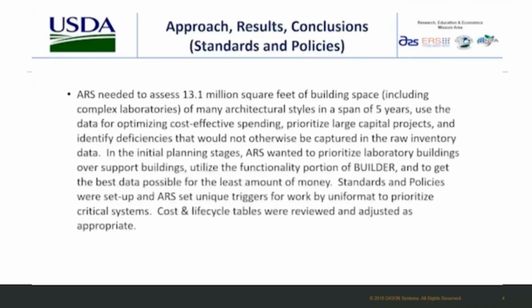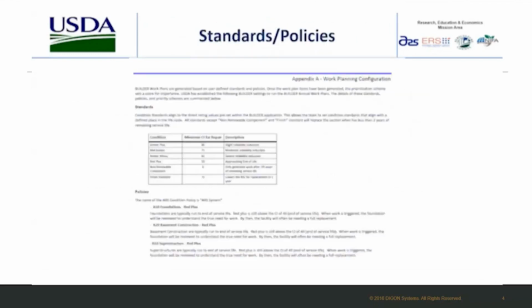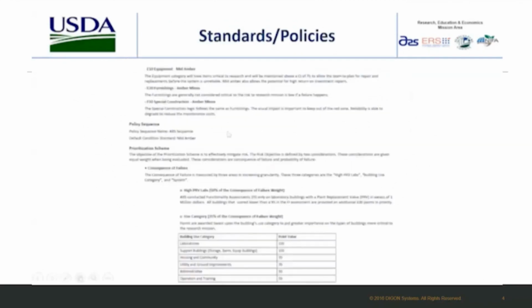ARS wanted to prioritize laboratory buildings over support buildings, utilize the functionality portion of Builder, and to get the best data possible for the least amount of money. And ARS set unique work triggers by unit format to prioritize critical systems. ARS has specific standards in place that will do things like generate work 1 to 2 years early to give time for implementation. Here's where we get into the policy sequence and how we run our prioritization scheme.